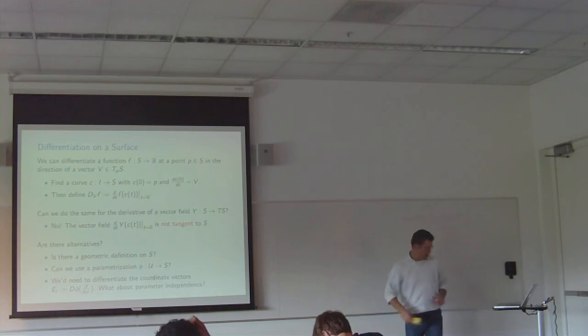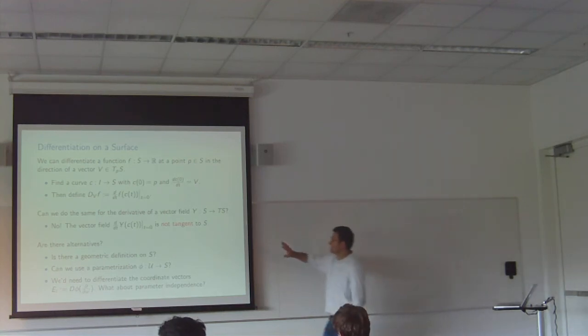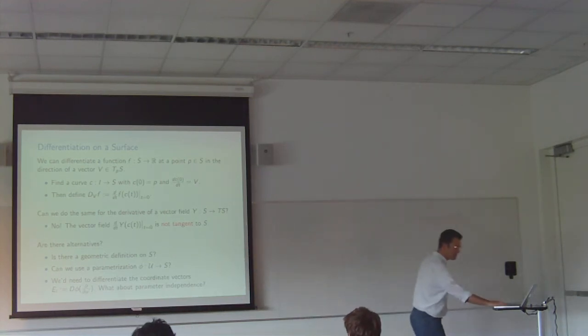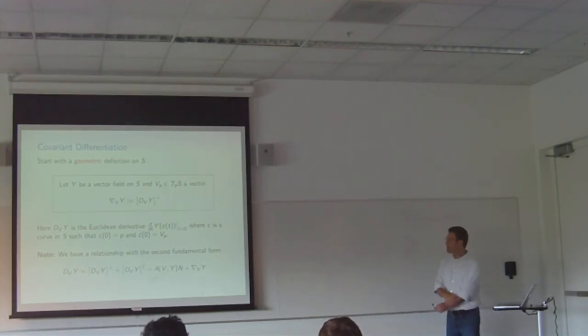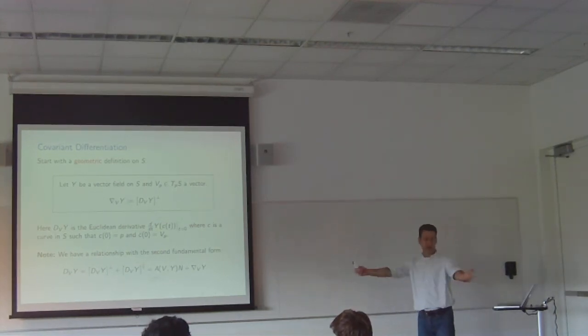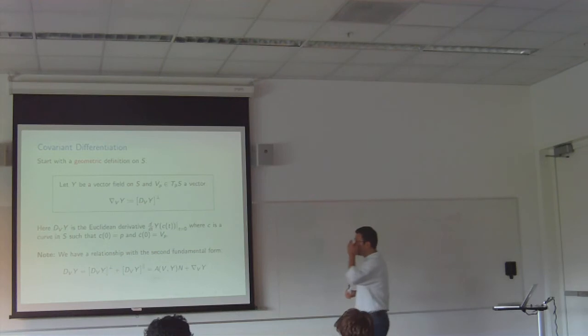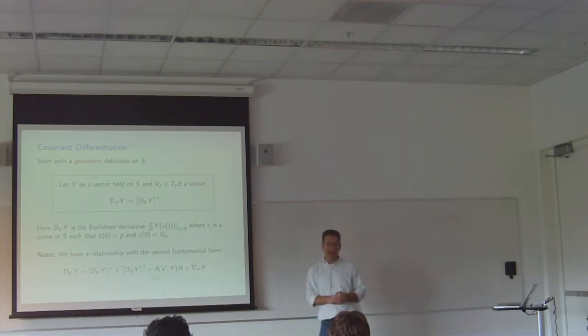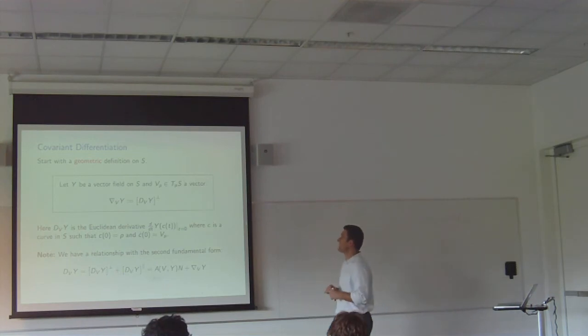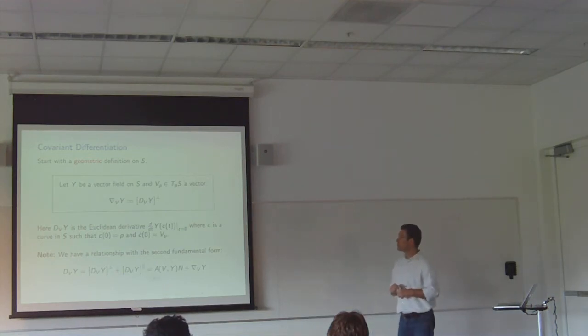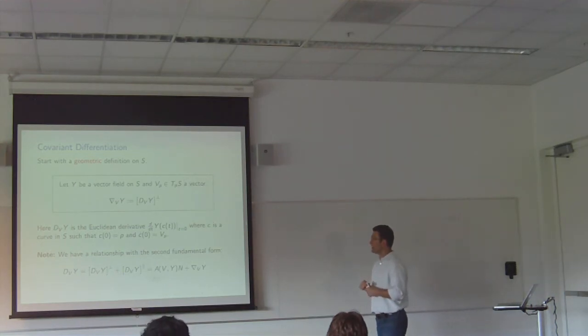Right, so this is the issue, so let's move to the next slide. Okay, so the way we define covariant differentiation: it turns out we can take a geometric route. We don't have to use parameterizations just yet. We can define covariant differentiation in a geometric way.